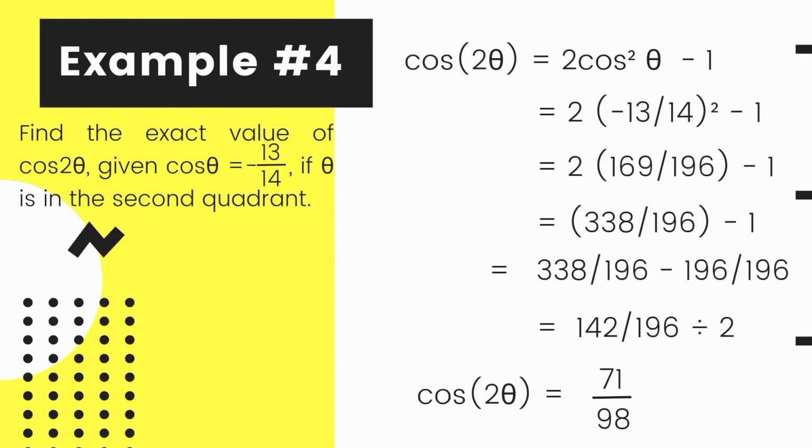In order to subtract that, we're going to use the common denominator, which is 196. So 338 over 196 minus 196 over 196. And the answer for that is 142 over 196. And we're going to divide it by 2 to reduce it. Then it would be 71 over 98. Therefore, our cosine 2 theta is equal to 71 over 98.